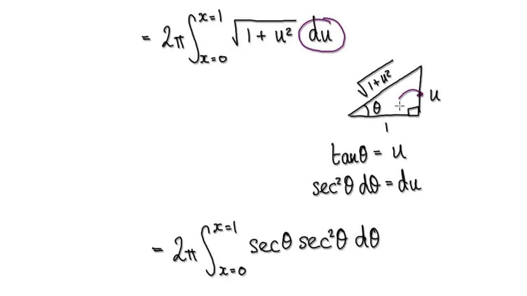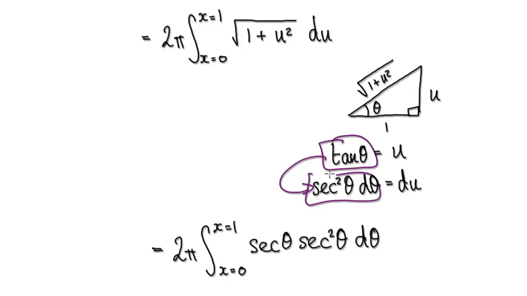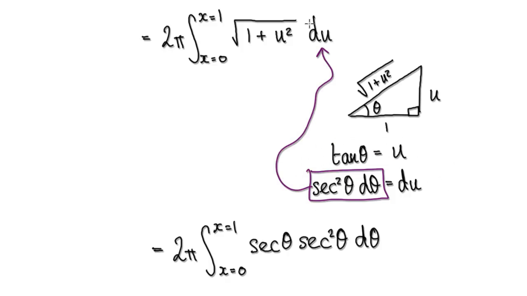So now let's look at this. Well, tan theta is given by u over adjacent, which is u. So now differentiate this side. That will then give you this. Differentiate this side. That will then give you this. So now we can put this into here.